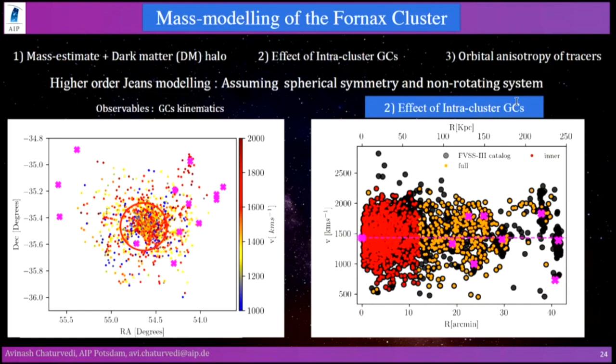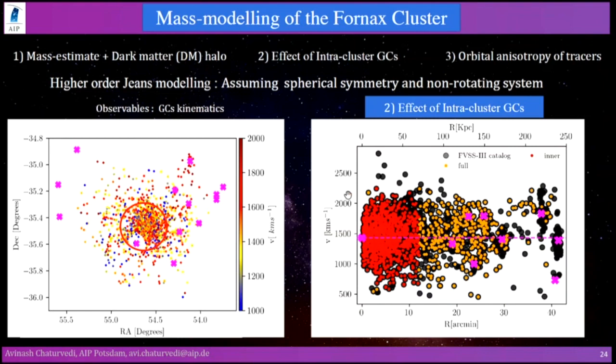Why I'm showing you this? Because till now, the mass modeling of the central galaxy has been performed within this region, and we have an extensive sample of globular clusters in these outer regions. So I was interested in knowing what could be the effect of including intracluster globular clusters in the mass modeling. For this, I divided the total sample into two subsamples, here marked in the red circle.